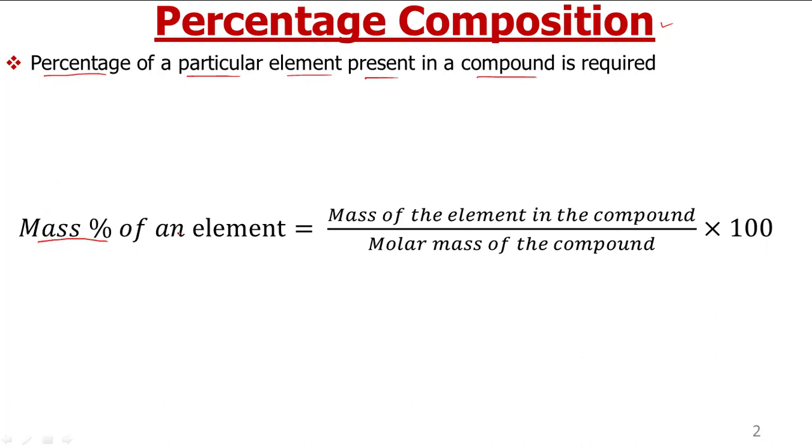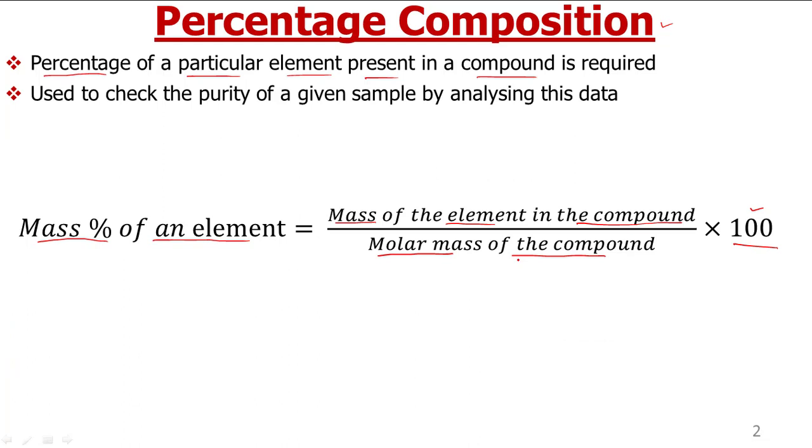The mass percent of an element, which we can also call percentage composition, is equal to the mass of the element in the compound divided by the molar mass of the compound, multiplied by 100. This is quite an easy expression to find percentage composition. If we have to find the percentage composition of any element in a given compound, we use this formula.